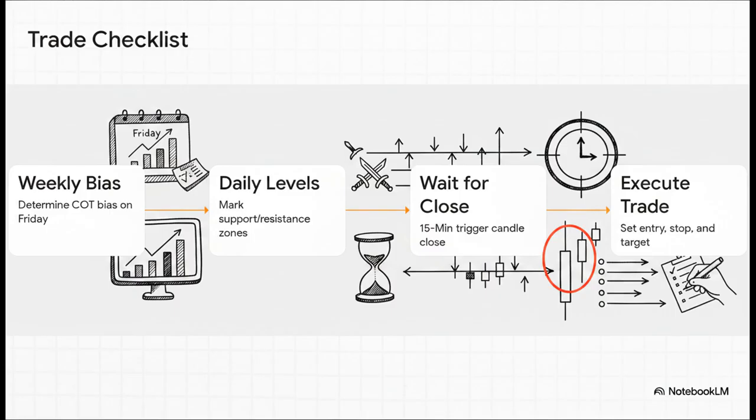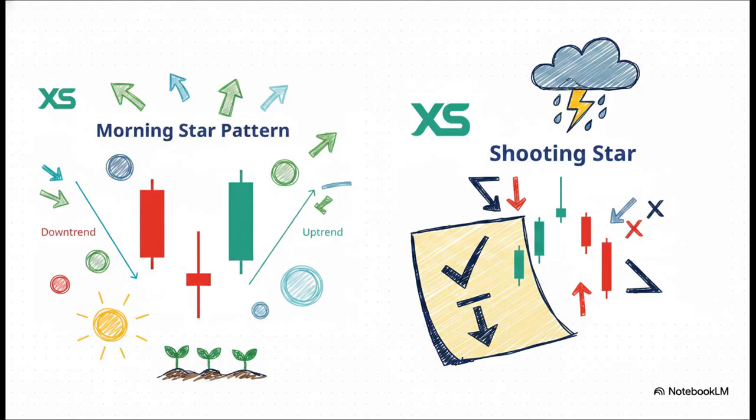Step 3 is where discipline is absolutely paramount. Wait for the trigger candle to completely close on your 15-minute chart. Guys, do not jump the gun just because a candle kinda looks like a pin bar mid-formation. Wait for the close. And step 4, execute your entry, stop, and target systematically, purely based on the specific rules for that pattern. As an example, consider 2 classic multi-candle reversal patterns, the morning star, which indicates a bullish reversal, and the shooting star, indicating a bearish reversal.